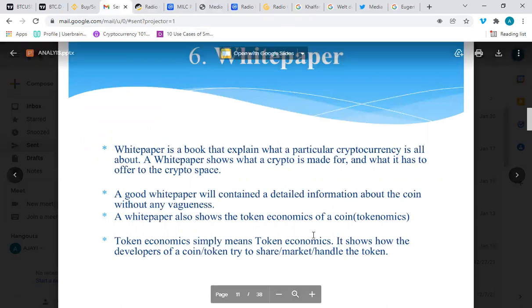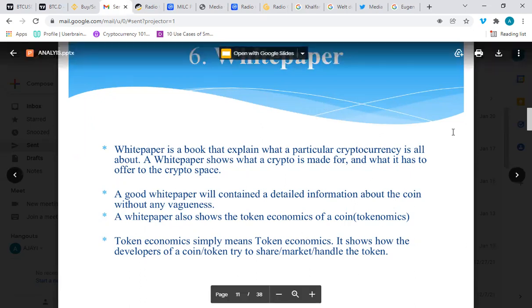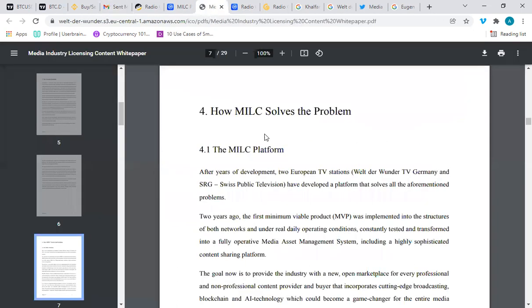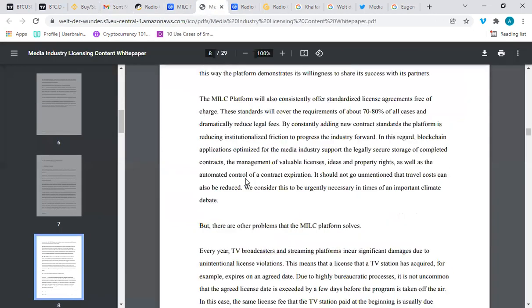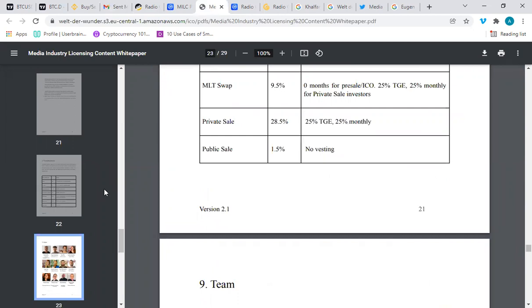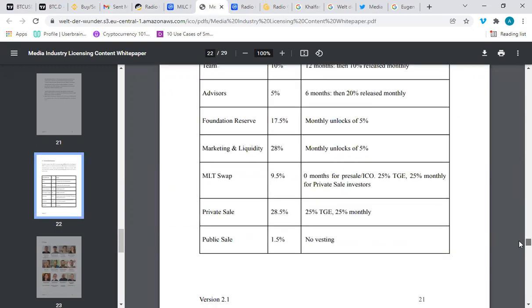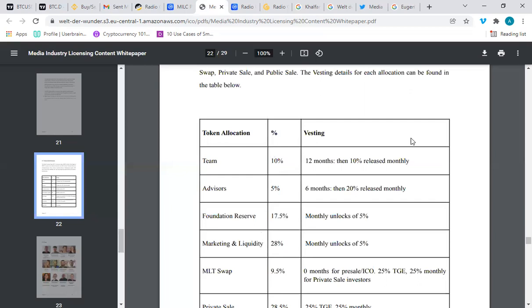Now, another thing is tokenomics. The token economy shows the demand and supply for a particular coin. It shows how they try to handle the token. In every white paper, there will always be a roadmap and there will always be tokenomics, the economy. Let's check this one. This is the token economy. If you add all these percentages together, it will be 100.